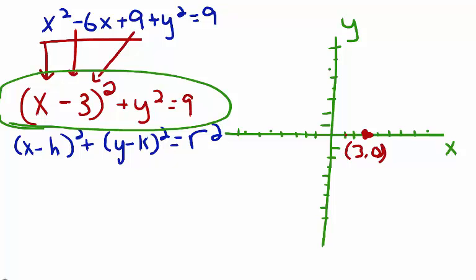The radius of our circle is the square root of our r squared term, which in this case is 9. The square root of 9 equals 3, so I'll move 3 units away, all the way around. So there's our circle. And we've converted our polar equation to rectangular form.